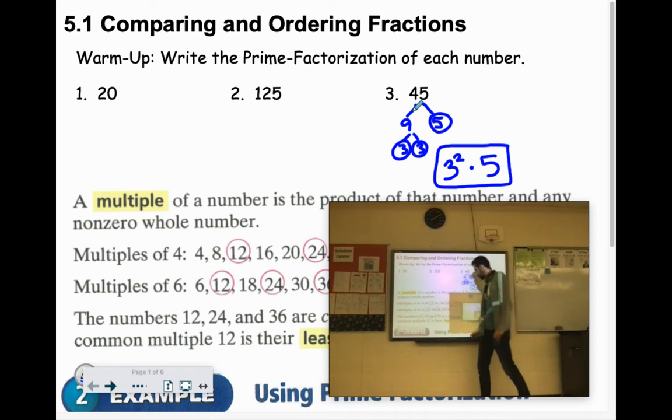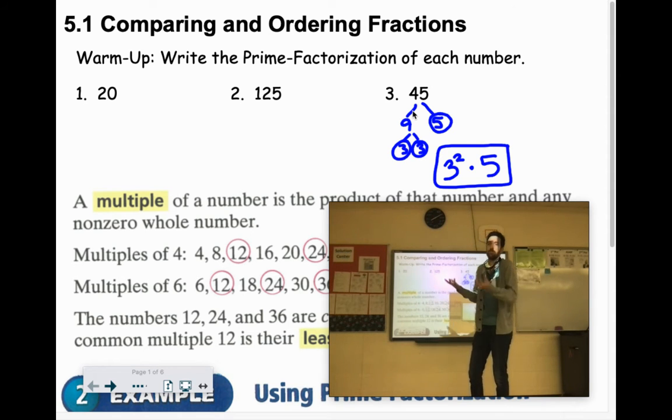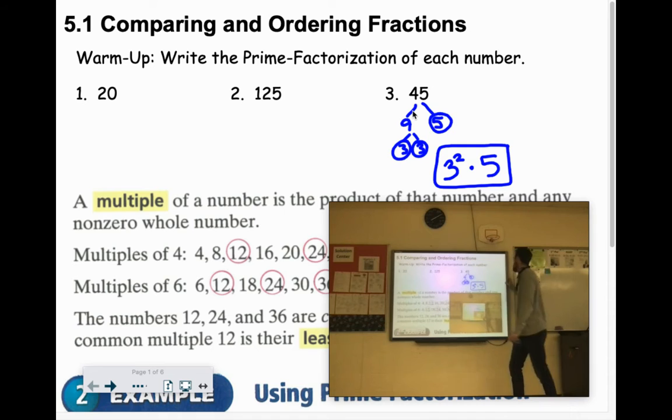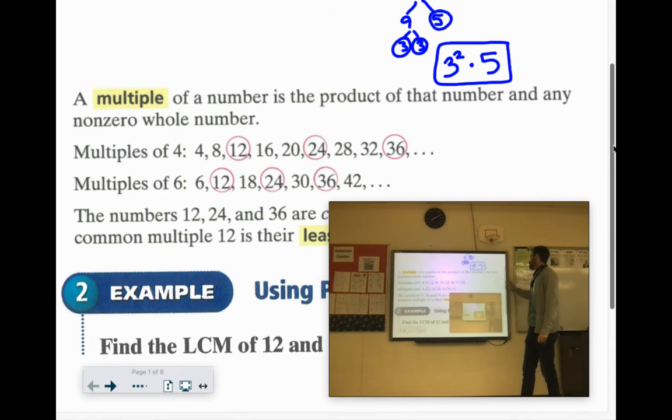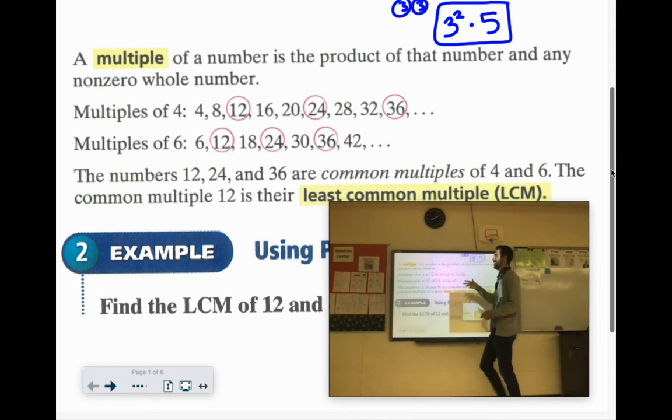So we're going to get into fractions, and when you're adding and subtracting fractions, they have to have the same denominator. So we're going to be looking for what's the smallest number we can have as the denominator, which is called the least common multiple or the lowest common multiple. So a multiple is a number that is the product of that number and any non-zero whole number.